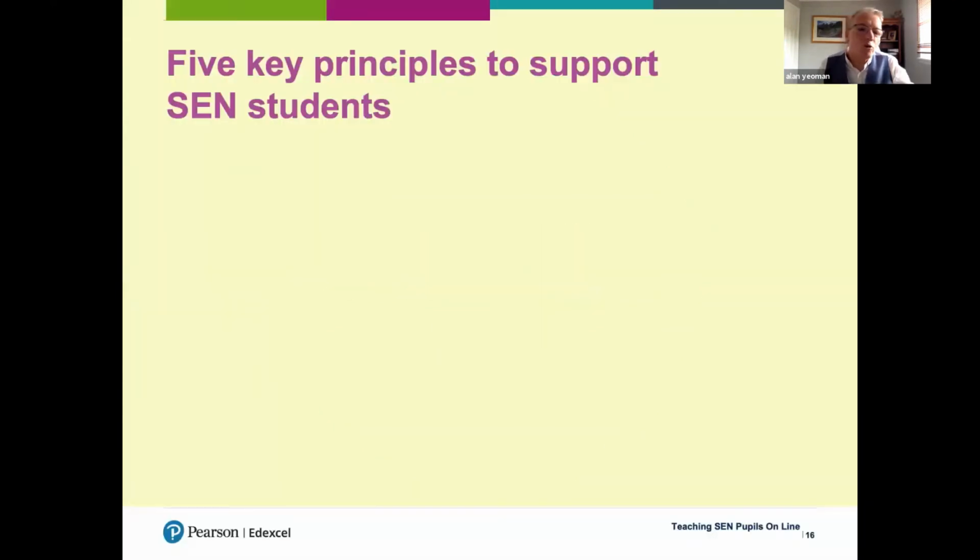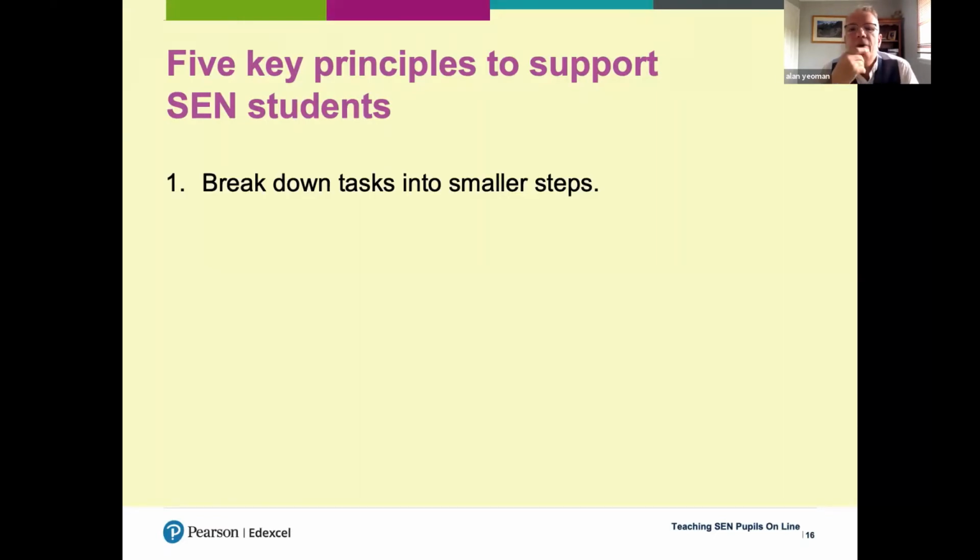So both courses that we have, whether it's teaching face-to-face or teaching online, we talk about the 5 key principles, and they're the same for both. It's the same 5 principles. So first of all, we need to think about the lesson, and we need to break it down into small steps.